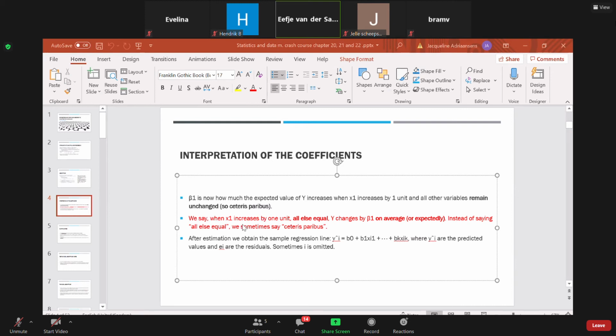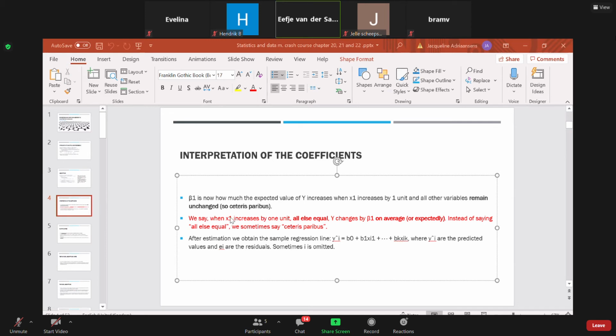So what we say is when x increases by 1 unit, all else equal, or ceteris paribus, y changes by beta 1 on average, or expectedly. So average is mean, is expectedly, or the expected value of y. And instead of saying all else equal, we sometimes say ceteris paribus. But there are always 2 very important points to include, and I've made them bold. So all else equal. So I can change x1, but then the rest must stay unchanged for y to increase with beta 1.